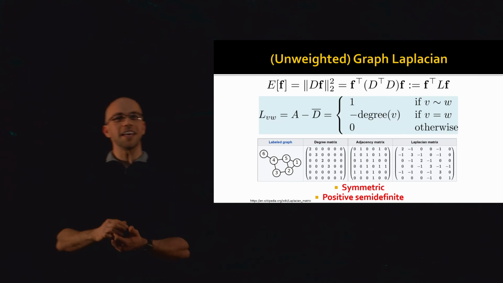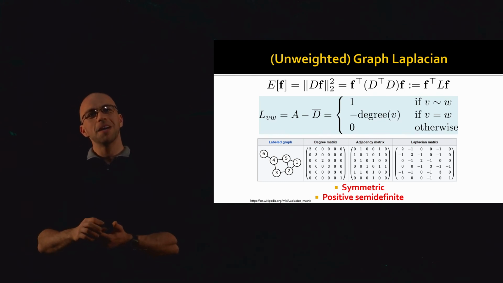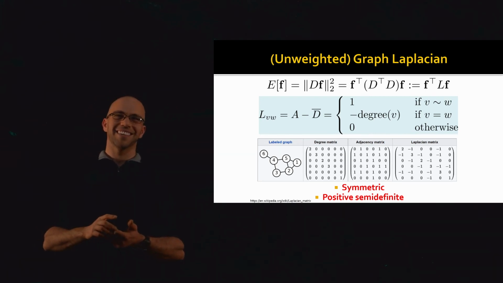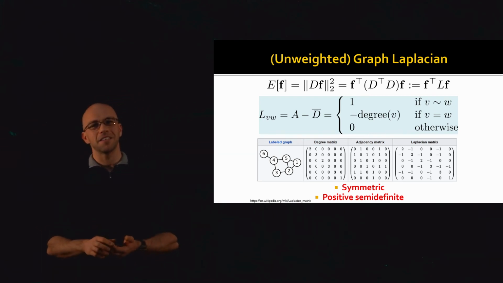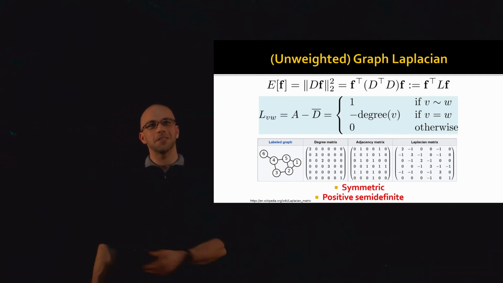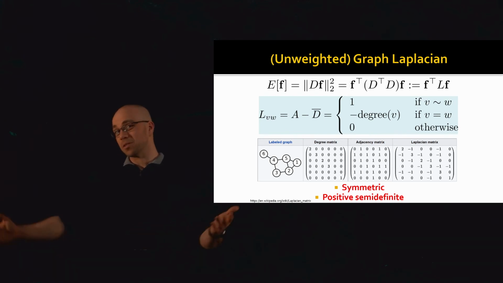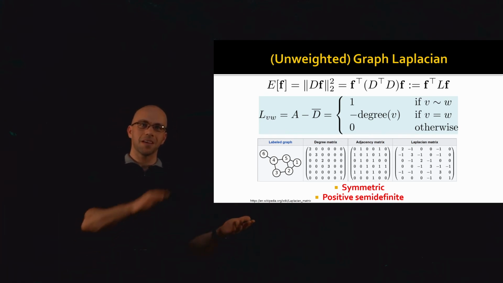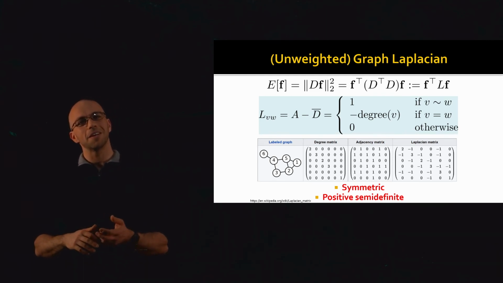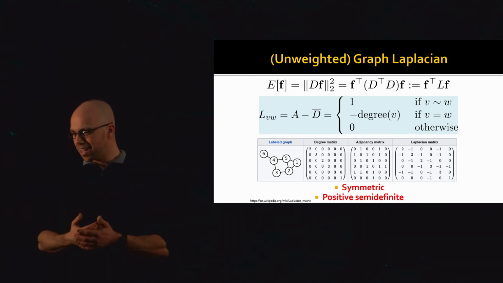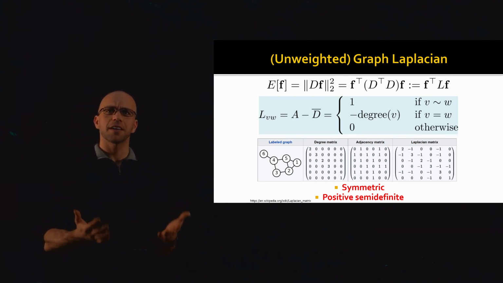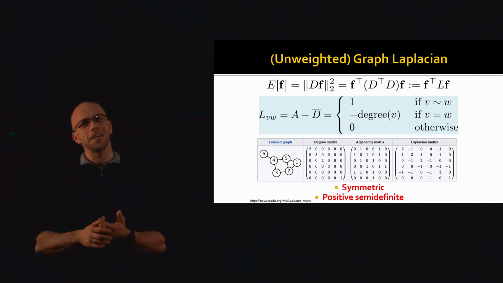Or I can write it as the adjacency matrix of my graph minus a diagonal matrix of vertex degrees, which I'll call d bar. And it's very easy to see that our Laplacian matrix L is symmetric and positive definite. It's symmetric because it's equal to d transpose d, which is a symmetric expression. And it's positive definite because, when I compute f transpose L f, I'm secretly computing Dirichlet energy, which is non-negative.